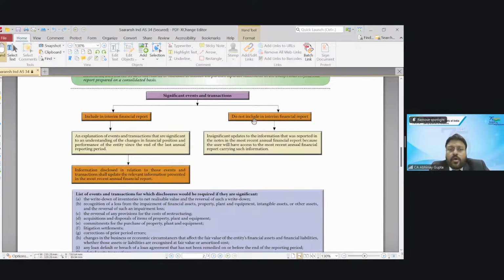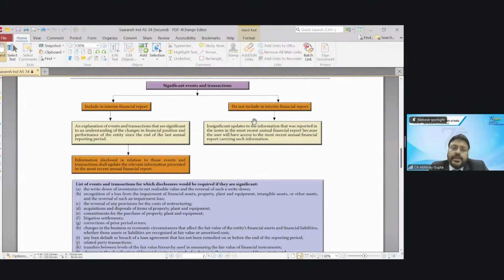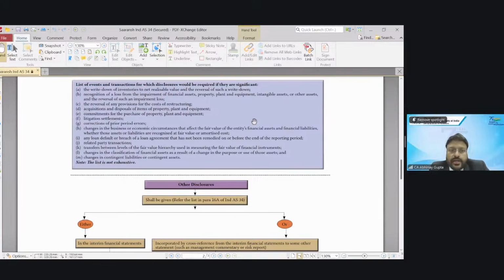Okay. All the significant events and transactions, I took the example of the court order, I took the example of the fire. So all these events, if they are significant, need to be reported, right? What are the other possible events? This is not the exhaustive list. This is the suggestive list of items which might require disclosures in the quarterly results because they appear to be significant on the face of it.